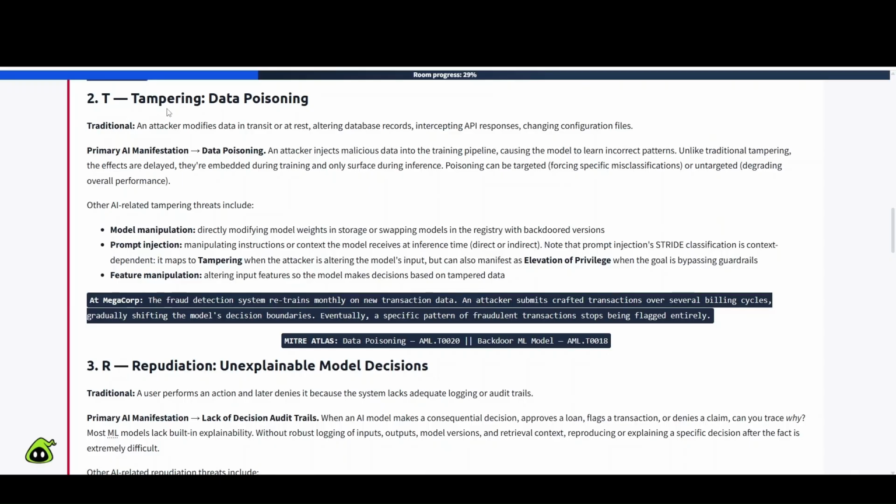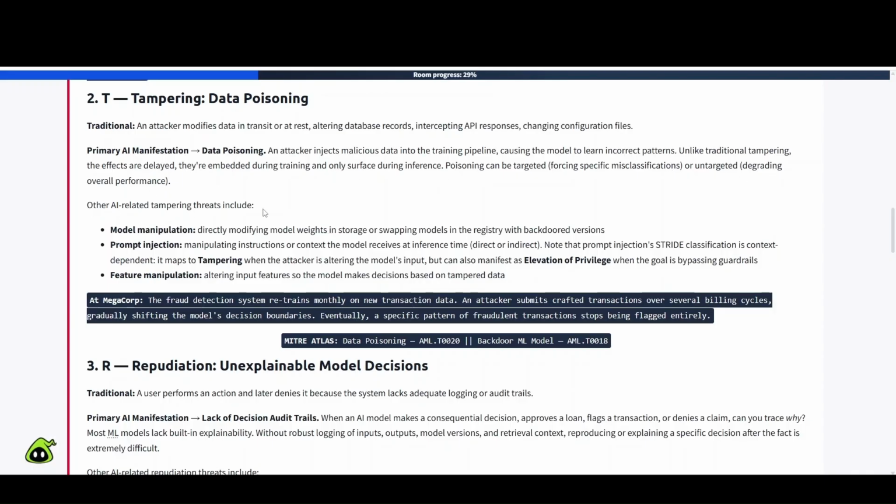And number 2 is T for tampering, data poisoning. Traditional: an attacker modifies data in transit or at rest, altering database records, intercepting API responses, changing configuration files. Primary AI manifestation: data poisoning. An attacker injects malicious data into the training pipeline, causing the model to learn incorrect patterns. Unlike traditional tampering, the effects are delayed. They're embedded during training and only surface during inference. Poisoning can be targeted, forcing specific misclassifications, or untargeted, degrading overall performance.